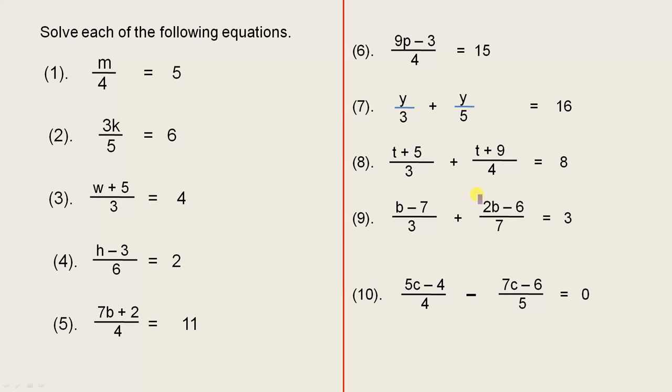Moving down to the last 3, they are again a little bit more involved. Let's try this one, just this one here, to explain the principles. You find the lowest number that 3 and 4 will divide into. Then you multiply the t plus 5 over 3 by that number. You multiply the t plus 9 over 4 by that number, and you multiply 8 by that number. By doing that, that removes all the fractions, and then you solve the equation as per normal. And it's exactly the same for the last 2.